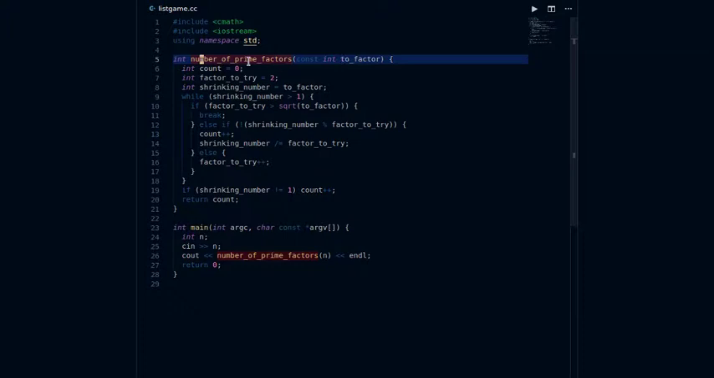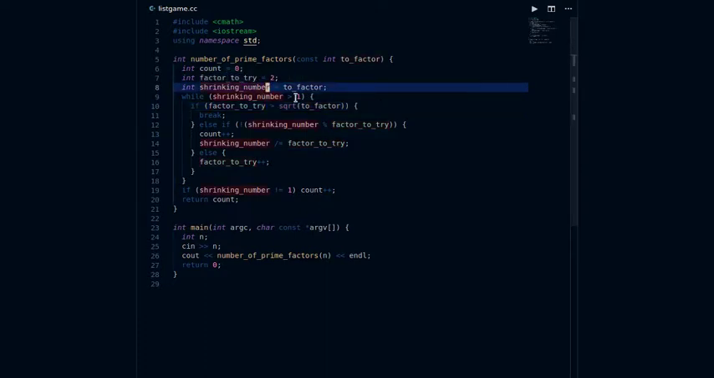First off, I initialize a count variable, so this is going to be the number of prime factors that I'm going to output down here. Then I have a factor to try variable here, and it starts at 2 because 2 is the first prime. And then I just make a shrinking number, which is equal to the to-factor number, which was my input. The reason I did this is just so I could have the to-factor number be always constant. I didn't want to be changing that input because I'm going to be using it in this function here.